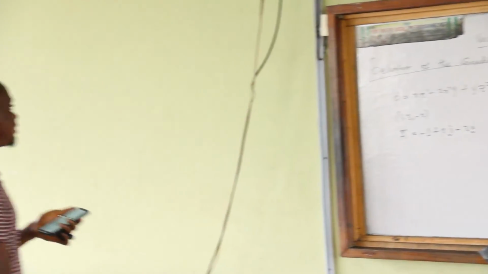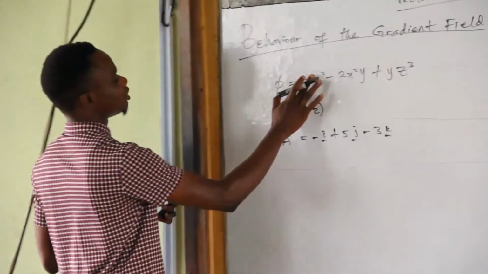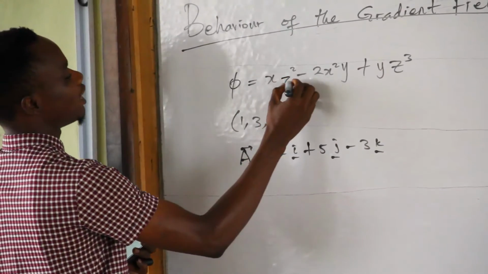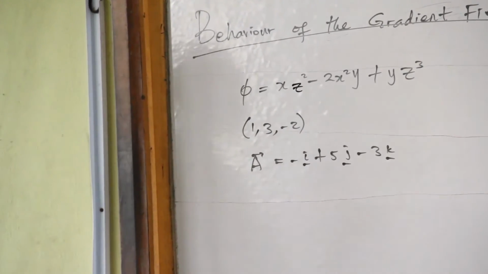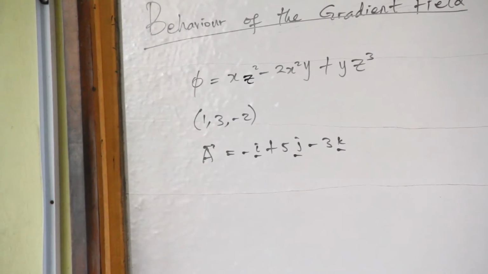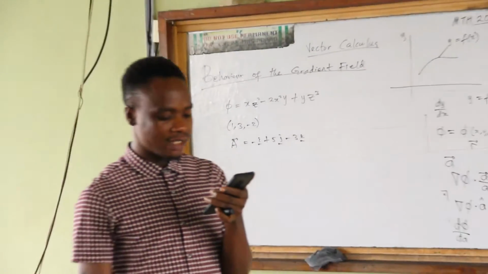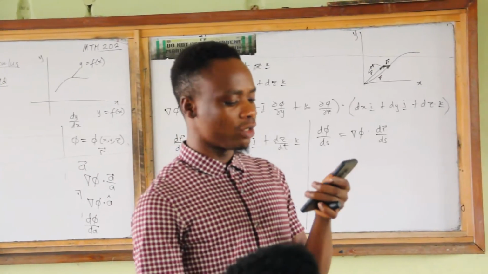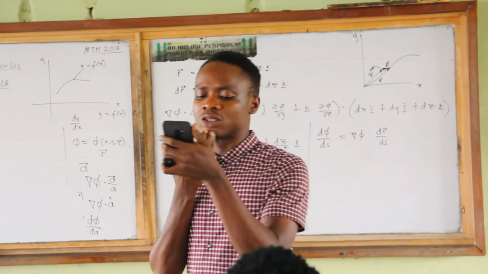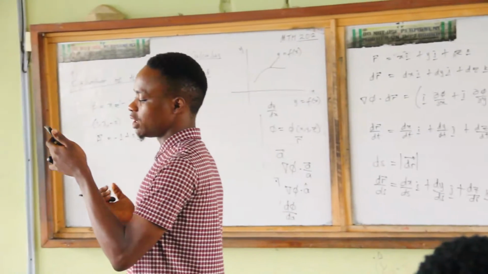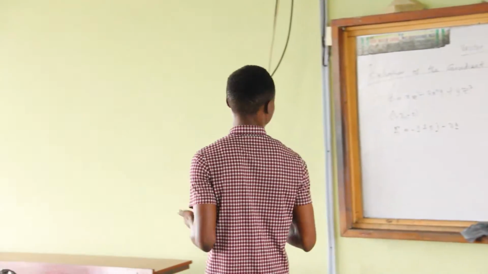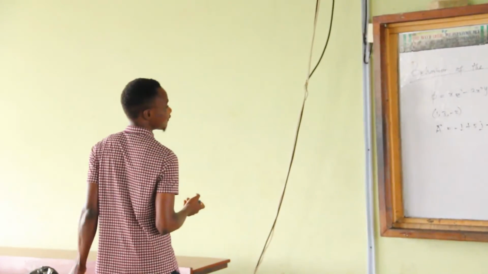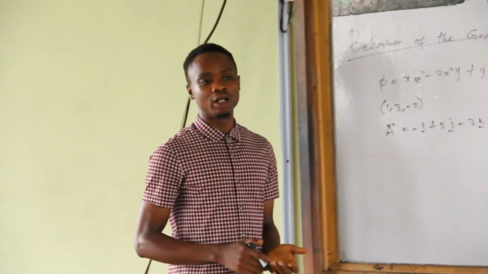We have phi on the board. Find the directional derivative of phi equals xz squared minus 2x squared y plus yz cubed at the point 1, 3, minus 2, in the direction of A equals minus i plus 5j minus 3k. You get it? Okay, look at the board now.